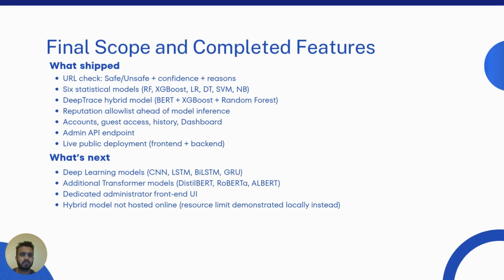The features we have completed include a URL check to tell whether a site is safe or unsafe. We have included 6 statistical models and our hybrid main model, named DeepTrace, which uses BERT, XGBoost, and Random Forest. There is also account sign up, login, and user authentication. In the next version, we can add deep learning models, additional transformer models, and so on.